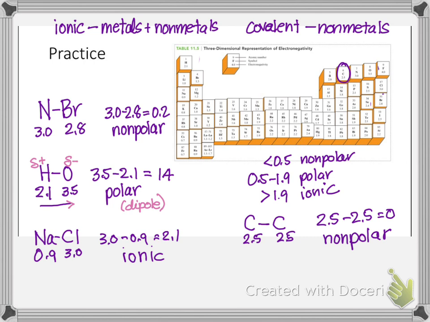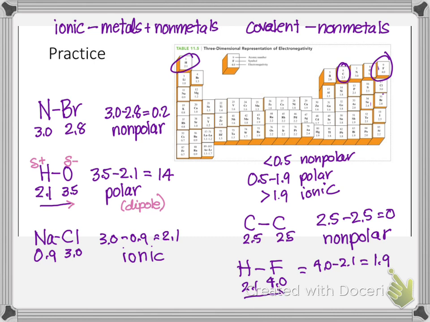Let's see, another one. I think let's do another polar one. Let's say I have hydrogen with fluorine. So fluorine is the big one, 4.0, and hydrogen is 2.1. So that is 4.0 minus 2.1, look how close. This one is 1.9. This is on the edge of being ionic, right? But it's 1.9, which is still in the boundary.